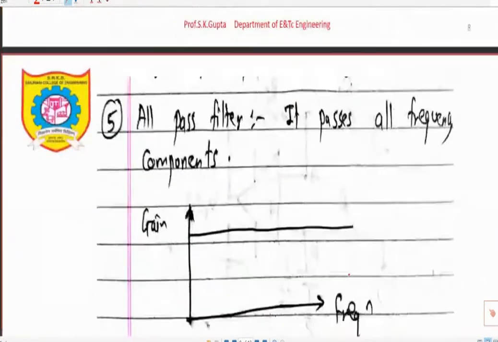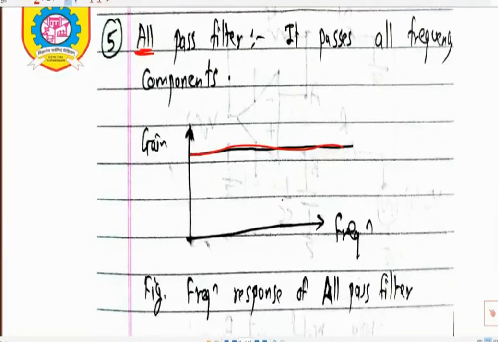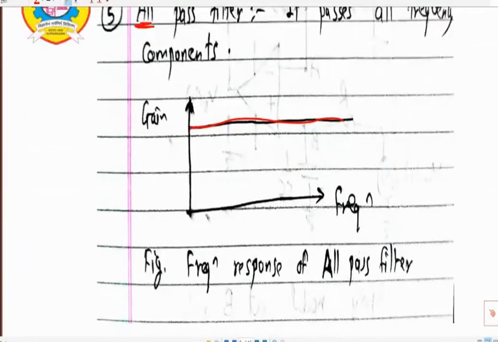And last is the all pass filter. All pass. So what will it do? It will pass all frequency components. That means it will pass low frequencies, high frequencies, medium frequencies. So it will pass all frequencies. So this is the frequency response of all pass filter. Quickly we will see.